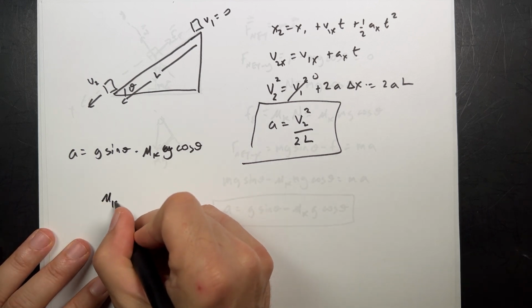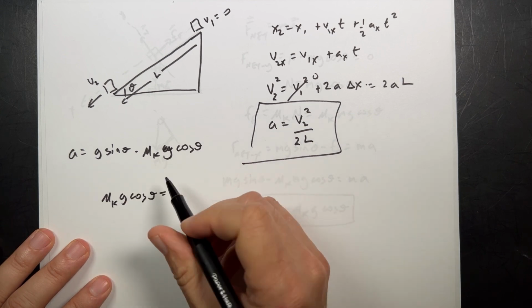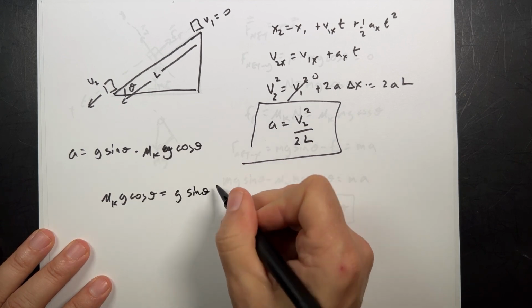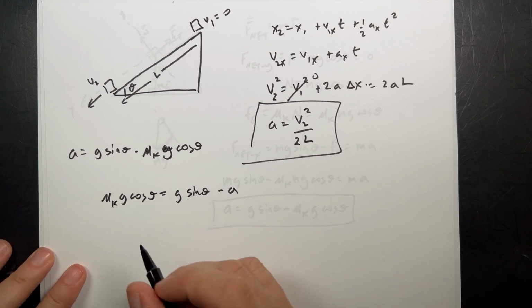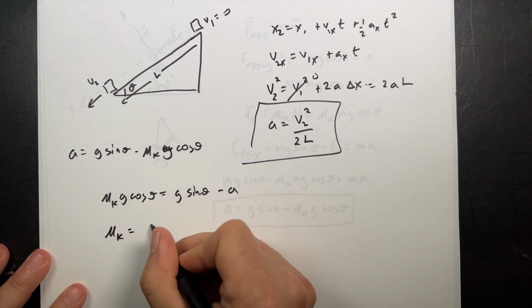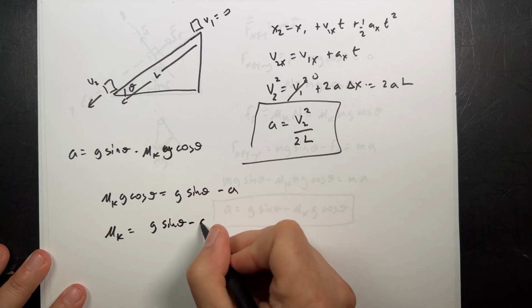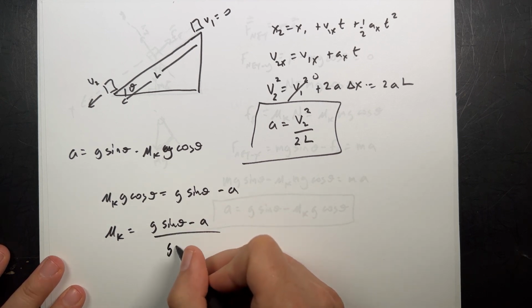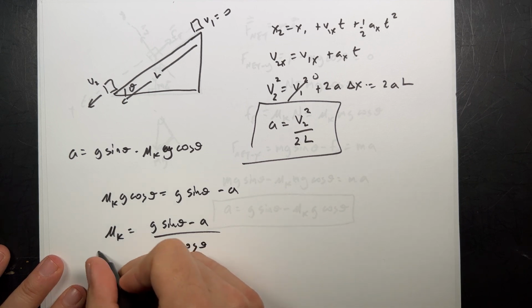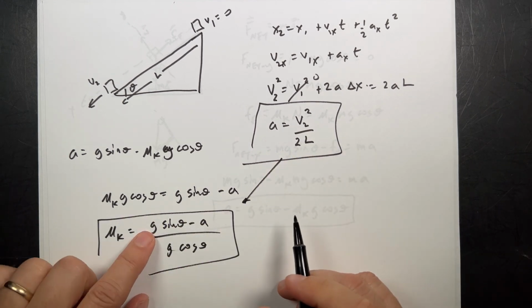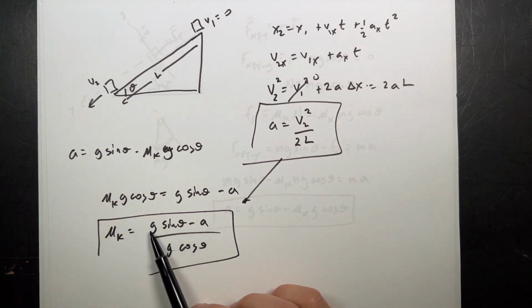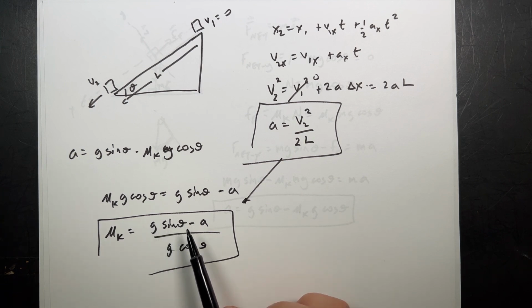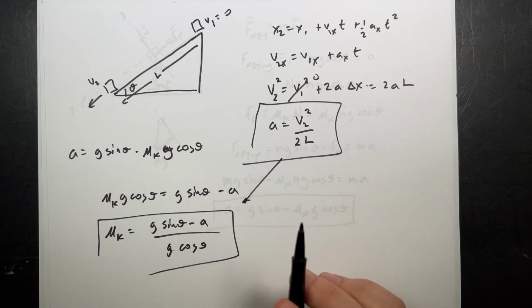So mu sub k g cosine theta equals g sine theta minus a, right? Because if I add this to both sides and subtract that, now I'm going to divide by this. I get the coefficient of friction is g sine theta minus a over g cosine theta. So that's my a that goes in there. g I know, theta I know. And you'll notice that this has units of meters per second squared over meters per second squared, so this is a unitless quantity. That's good.